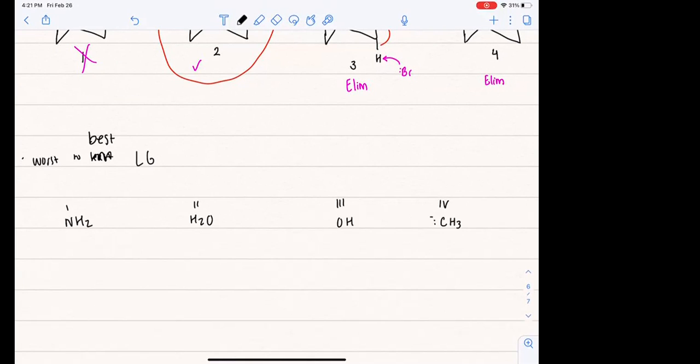So NH2 is the worst. Would the next one be water? No, OH would be the second. It shows a better leaving group than OH. So it'd be 1, 3, then 2, and then 4. 1, 3, 2, 4. Yeah, I think. That's right, because the methyl group with the negative charge would be the best because it has a negative charge.